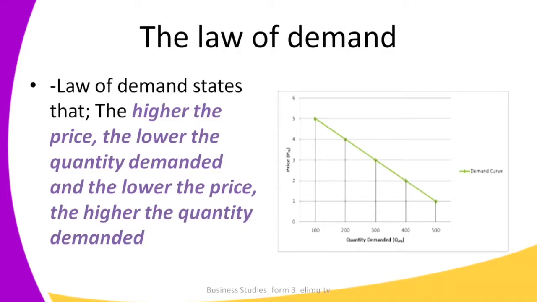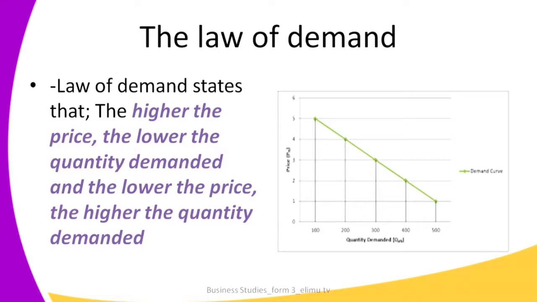The law of demand states that the higher the price of a commodity, the lower the quantity demanded, and the lower the price, the higher the quantity. So if you are asked to define the law of demand, just say the higher the price, the lower the quantity demanded, and the lower the price, the higher the quantity demanded. That is clearly illustrated by the demand curve you see next to that explanation, with the prices on the y-axis and the quantity demanded on the x-axis.